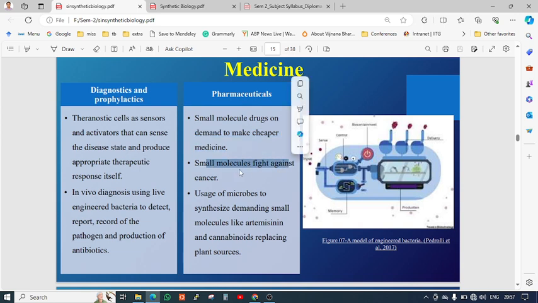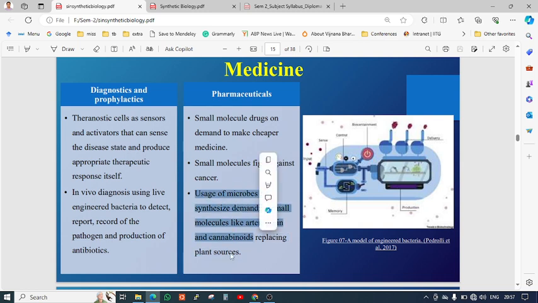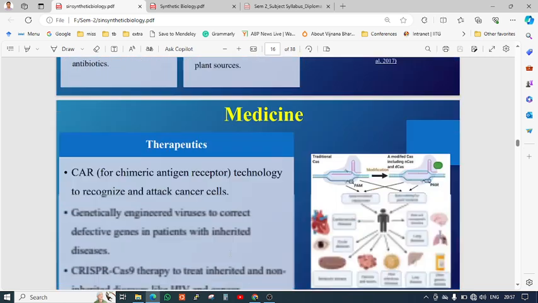Small molecules fight against cancers. So a remedy for cancers can also be found with the help of synthetic biology. Usage of microbes to synthesize demanding small molecules, like those from plant sources. This means producing different kinds of medicines and drugs. Synthetic biology is utilized.